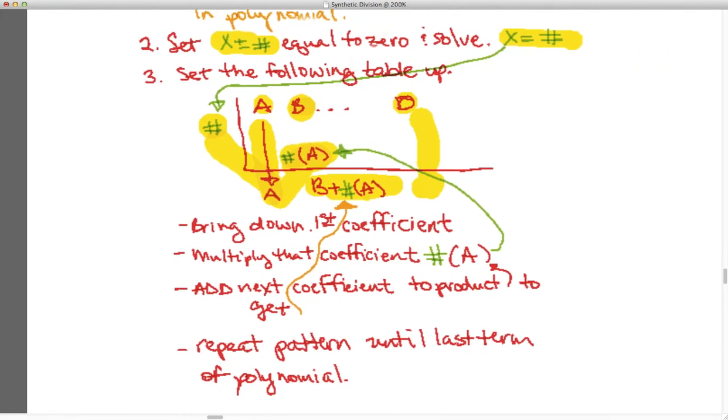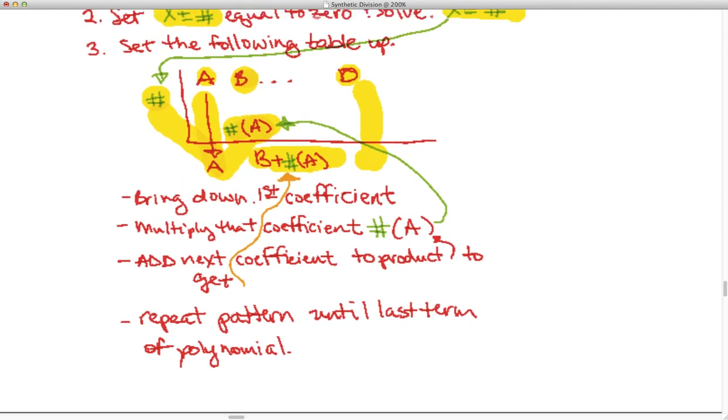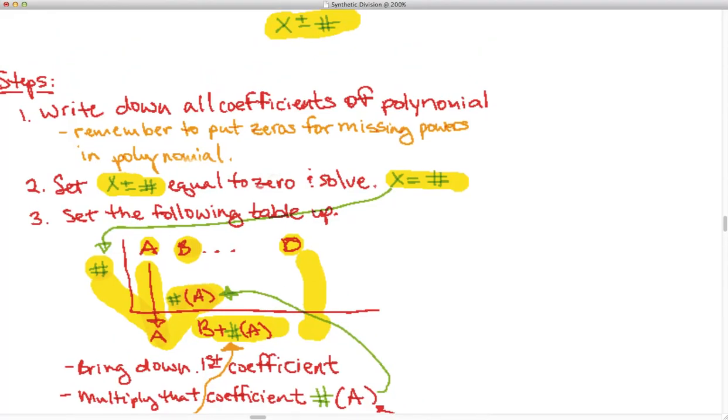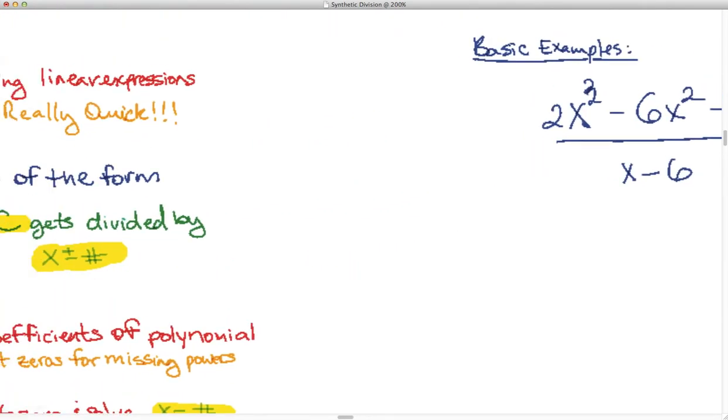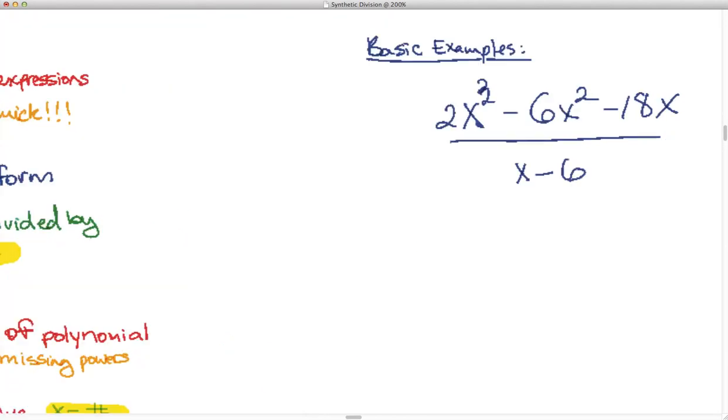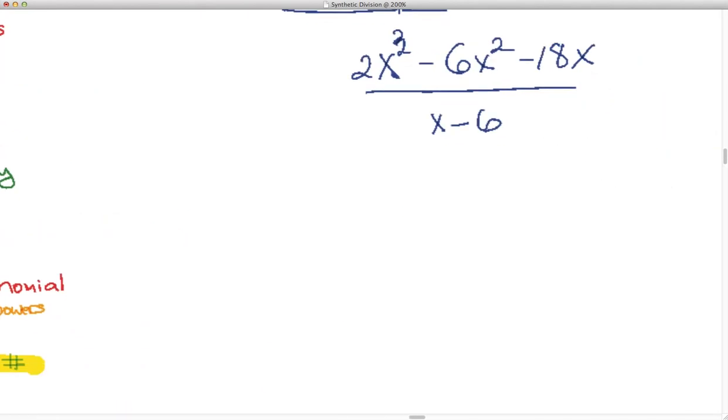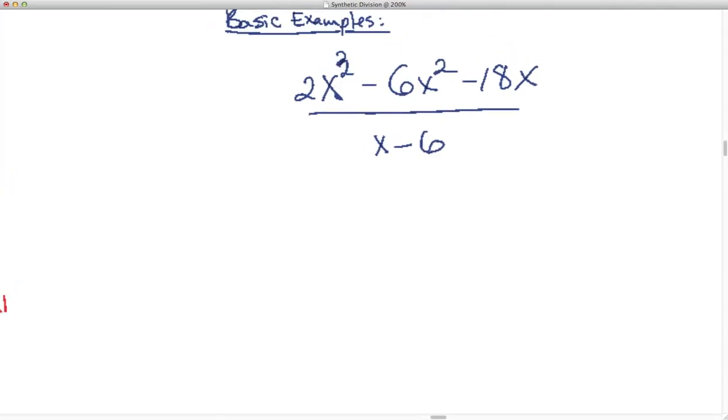So the easiest way for you to look at synthetic division is to just check out the examples. So I'm just going to go ahead and go into an example here. It's too short a video to do just a flat out example and concept video. So here's your first example.